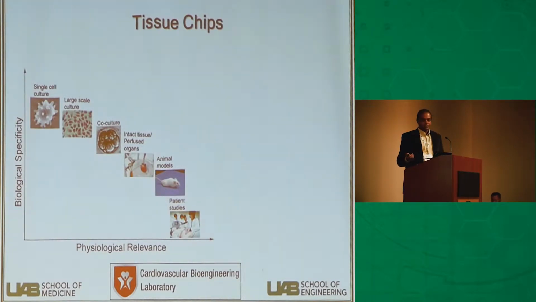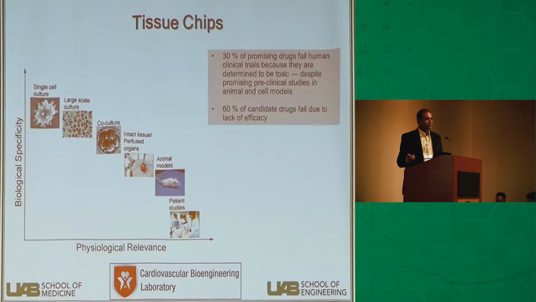But this pathway is not very effective. Recent data, particularly from drug discovery studies, suggests that 30% of these drugs fail because they're still toxic. They're toxic in humans despite promising preclinical studies which show they're not toxic. And another 60% of these drugs fail due to efficacy issues.